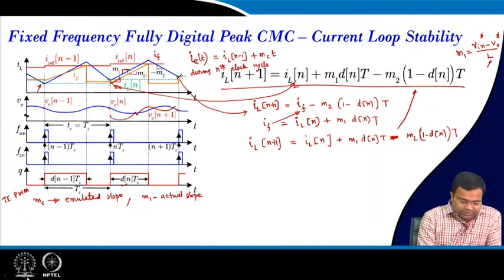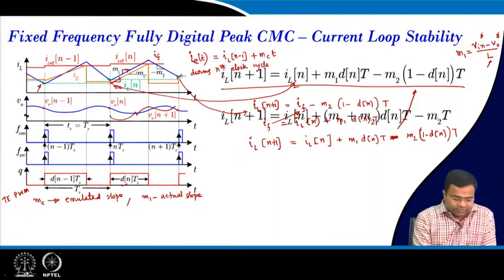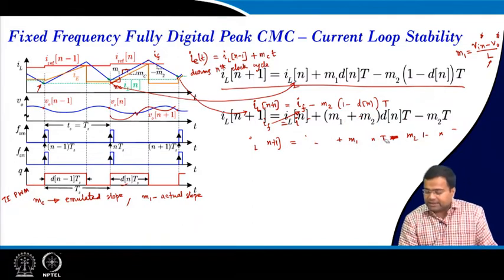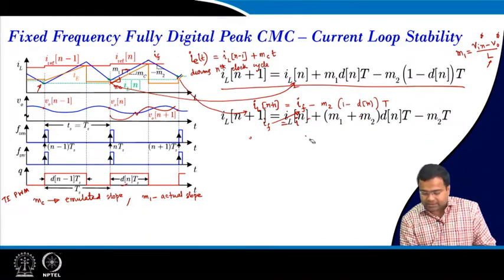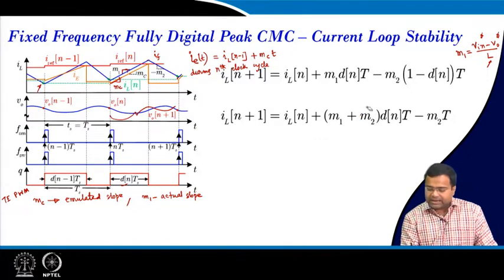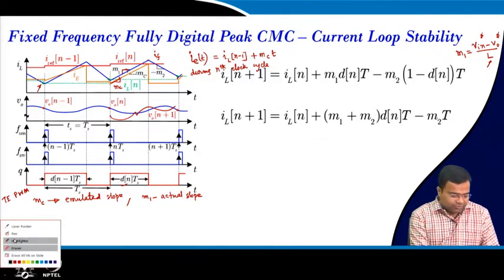Okay, since it is overlapping, I have already given the intermediate step to show how it is coming. So now you can derive. Next, you can rearrange this equation.